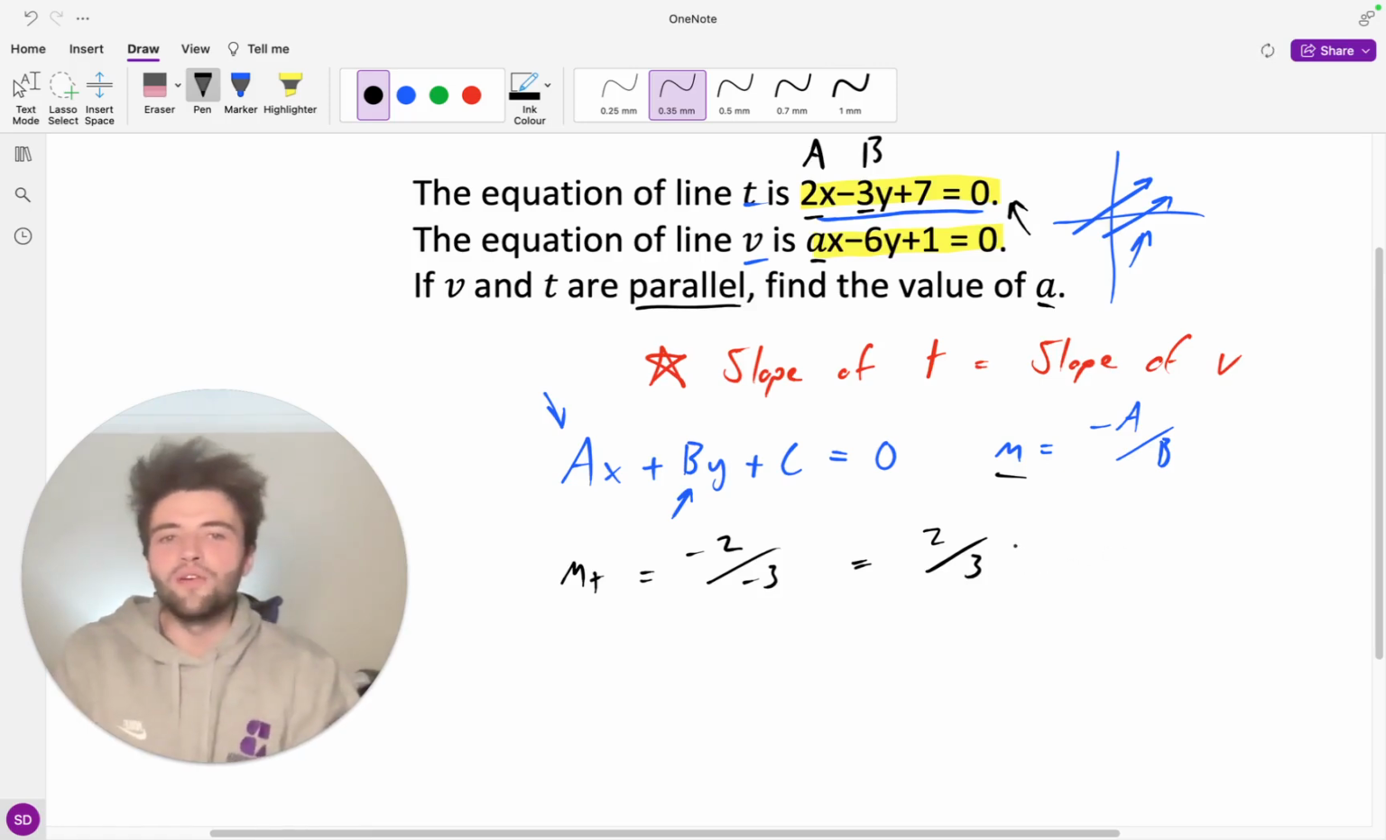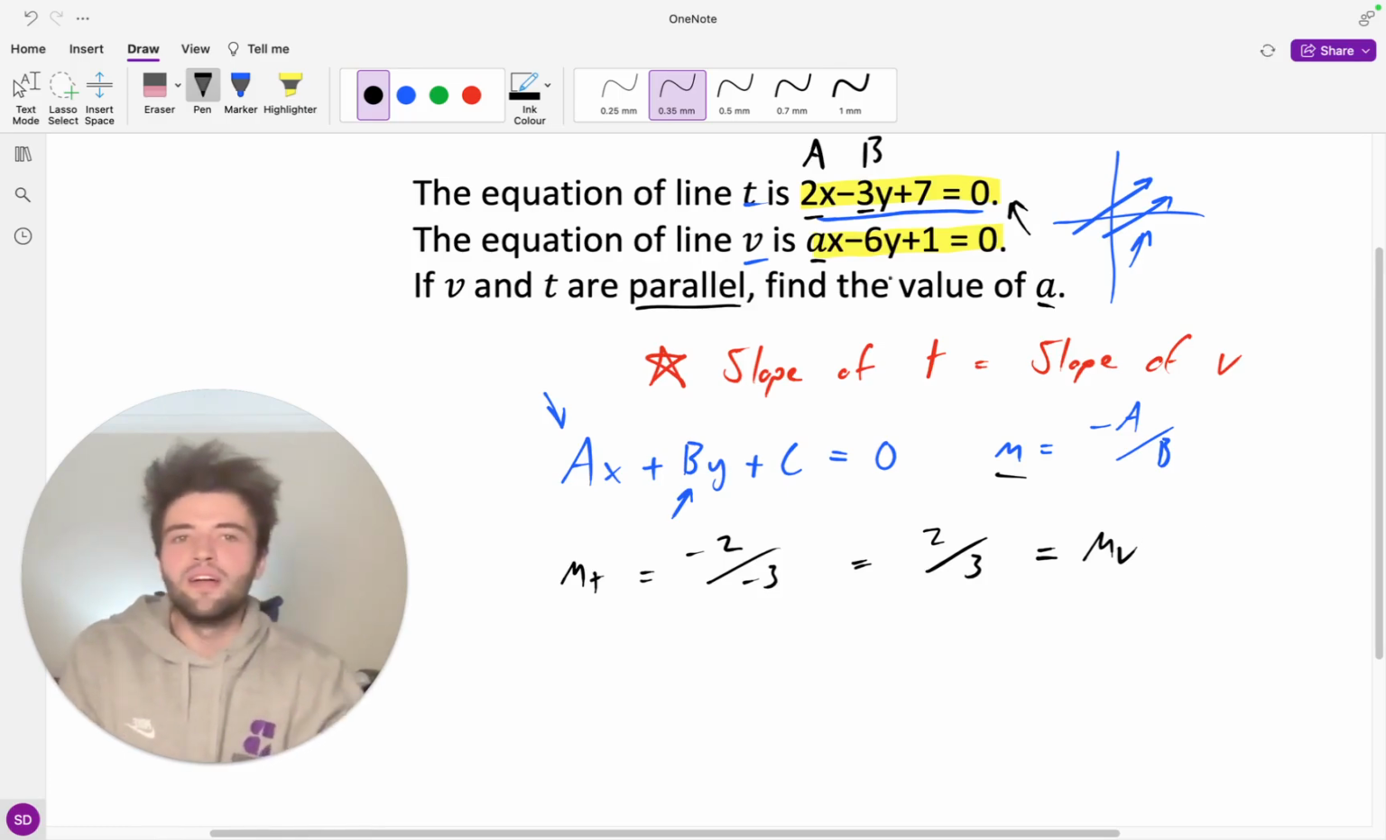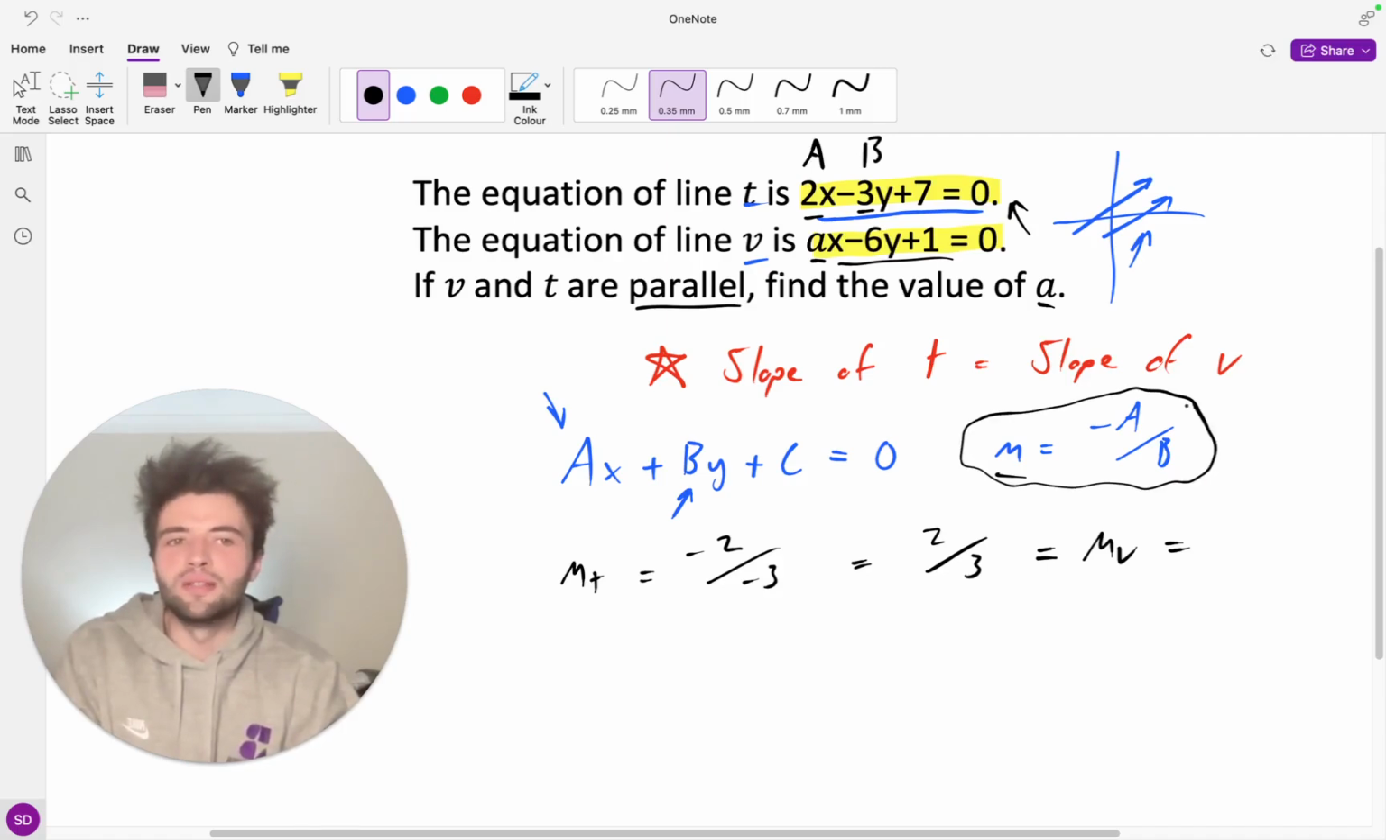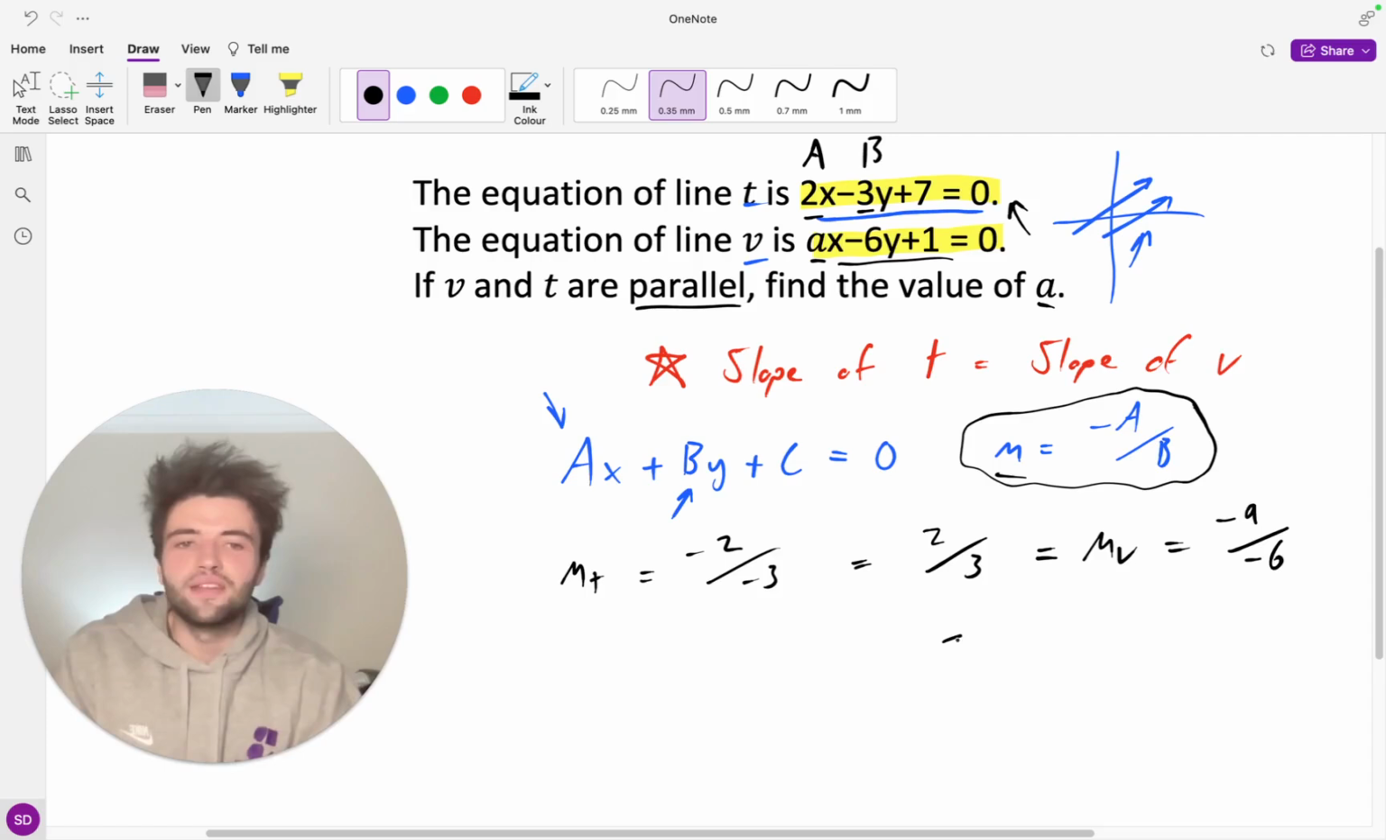What we can do now is let this also be equal to the slope of the line v. We know this is going to be the same thing as the slope of our other parallel line, so we can set up the other side of the equation to be the slope of the line v, where once again we come back to minus a over b to find the slope given the form it's in. So a in this case is just going to be a, so they've left that quite convenient for us. That's going to be minus a on the top, and then minus 6 on the bottom. So we have 2 over 3 is equal to minus a over minus 6.